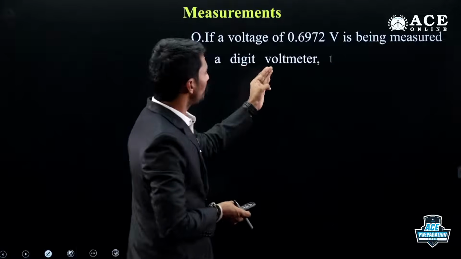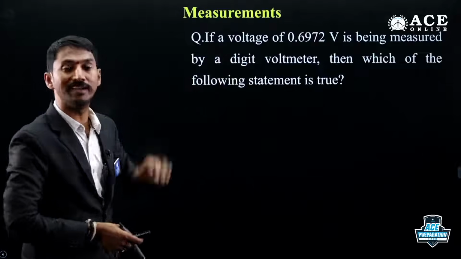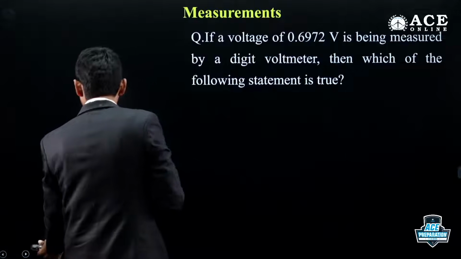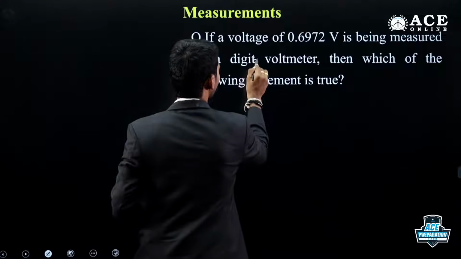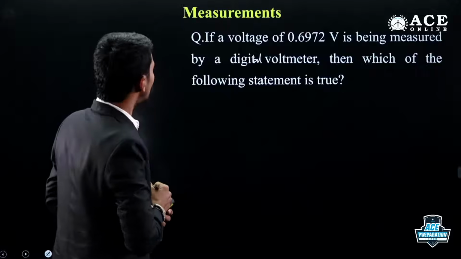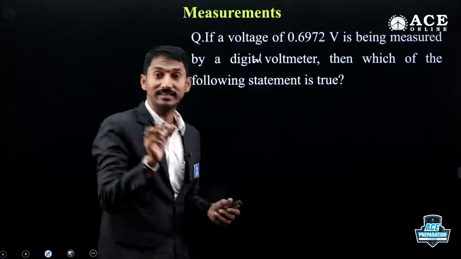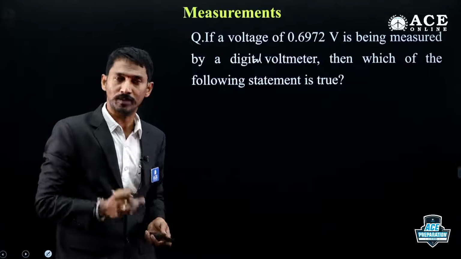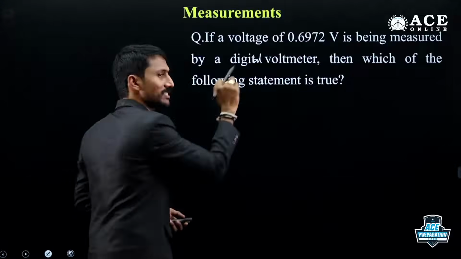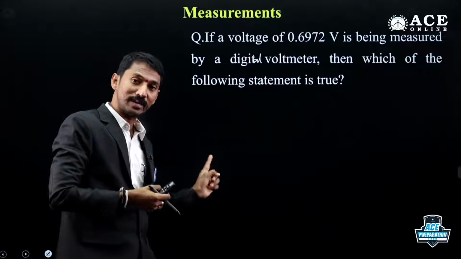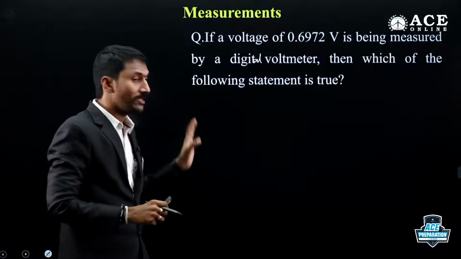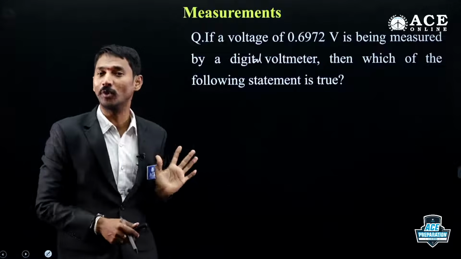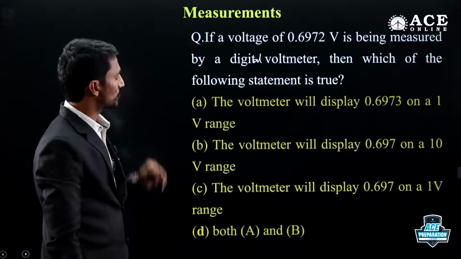If a voltage of 0.6972 volt is being measured by a digital voltmeter, then which of the following statements is true? This is related to electronic measurement, the digital voltmeter concept. In this model, all varieties of concepts will be covered. A simple, direct technique I am also going to give you. Now, see, these are the options.